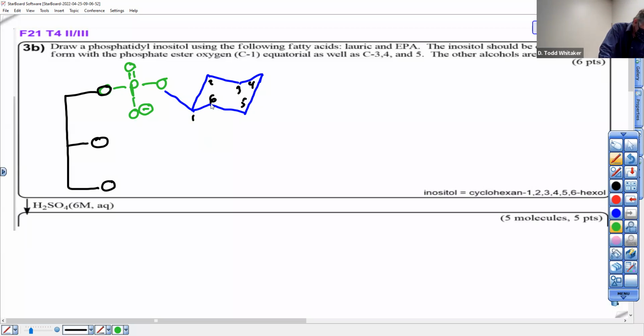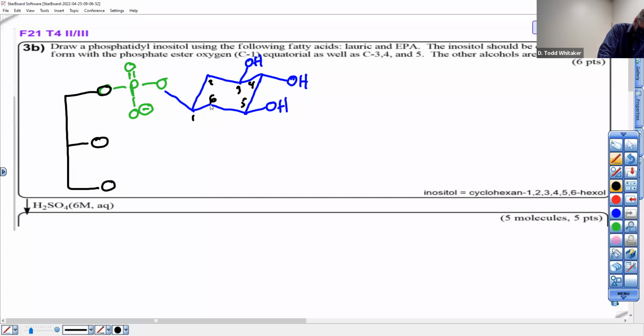Let's see, equatorials on C3, 4, and 5. 3 is like this. 4 is like this, parallel to the, not the adjacent bond, but the adjacent to the adjacent. What do I mean by adjacent to the adjacent? This is parallel to this. Okay, that's what I meant by adjacent to the adjacent.